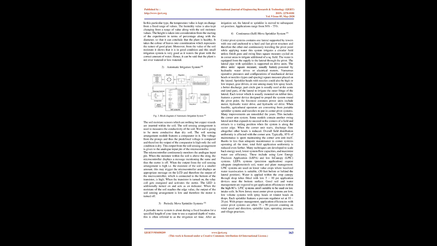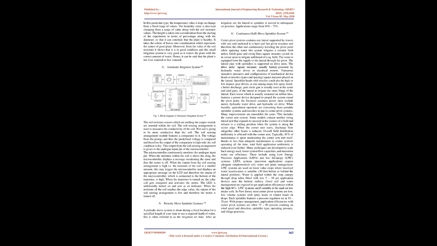The water is supplied from the source to the lateral through the pivot. The lateral pipe with sprinklers is supported on drive units. The drive units are usually powered by hydraulic water drives or electric motors. Various operating pressures and configurations of sprinkler heads or nozzles, types and spacing, are placed on the lateral. Sprinkler heads with nozzles may be high or low impact, gear-driven, or one of many low spray heads.